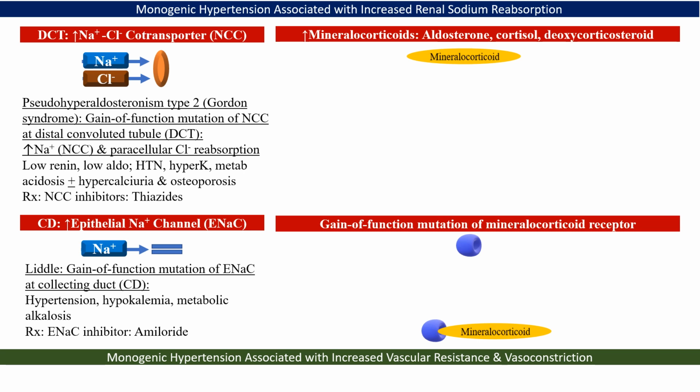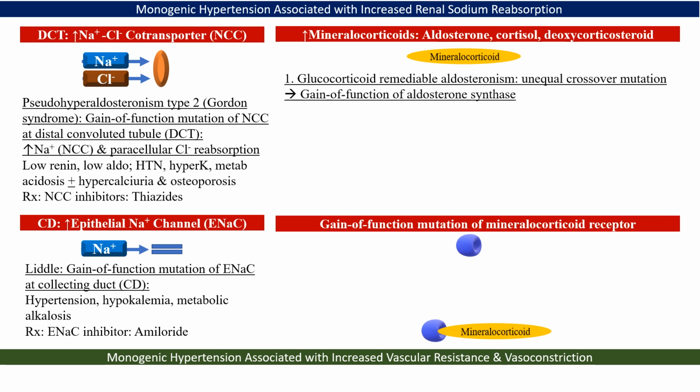Increased mineralocorticoid activity may be seen in a number of conditions, including glucocorticoid remediable aldosteronism, where there is an unequal crossover mutation, where aldosterone synthesis is promoted by ACTH rather than angiotensin II.